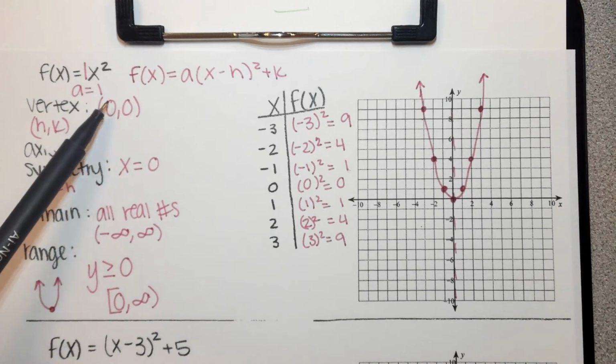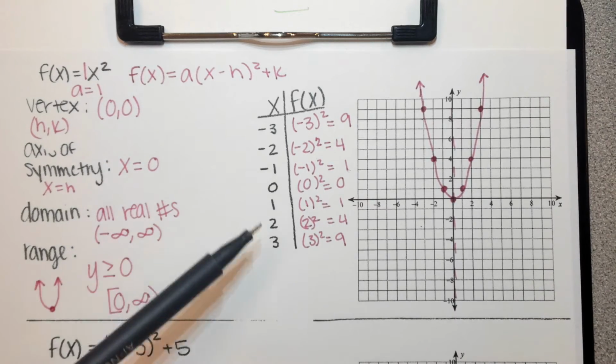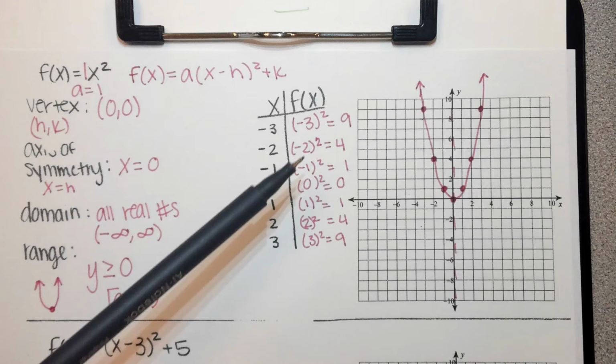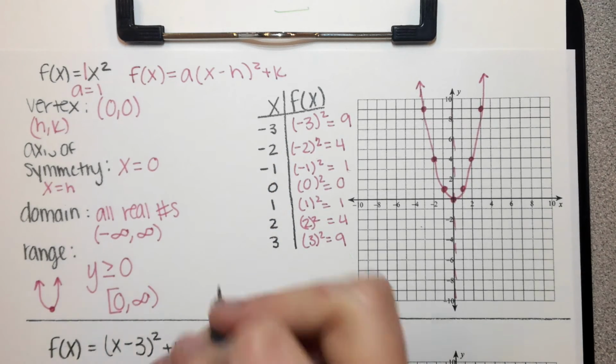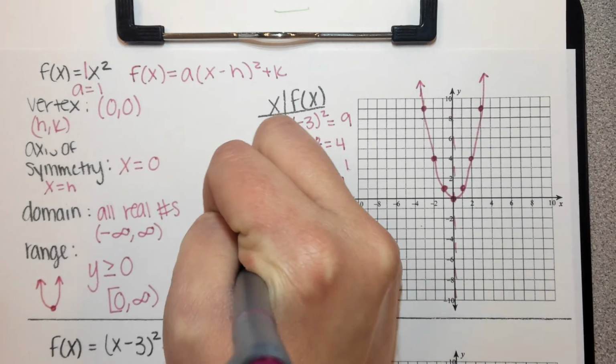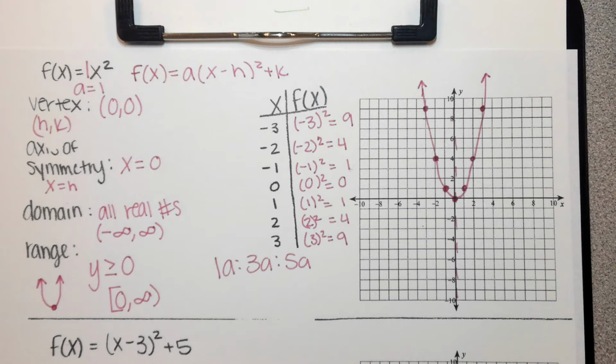And if your equation is kind of messy, there's lots of stuff, it's not as easy to find really good points to plug into a table. So there's a rule called 1A, 3A, 5A. And you can use that to graph any quadratic. After you find the vertex, you can use this rule and it'll help you graph.